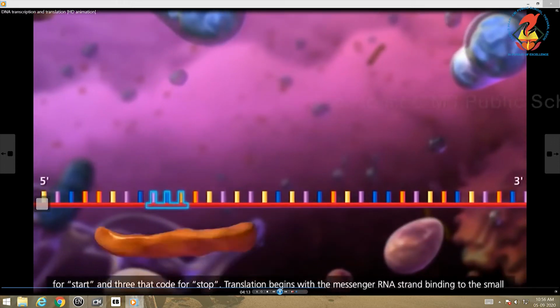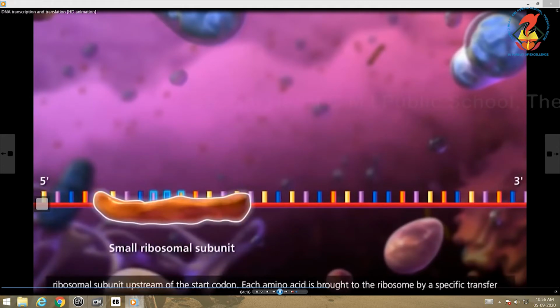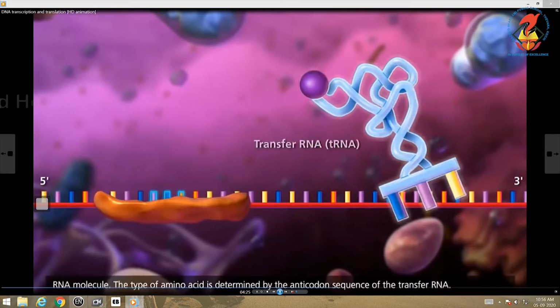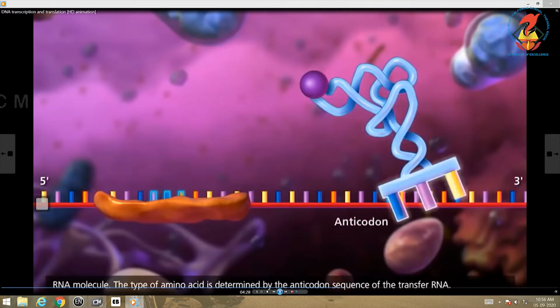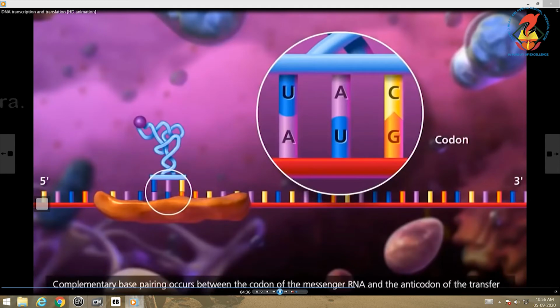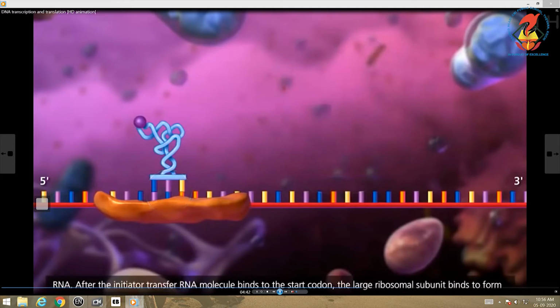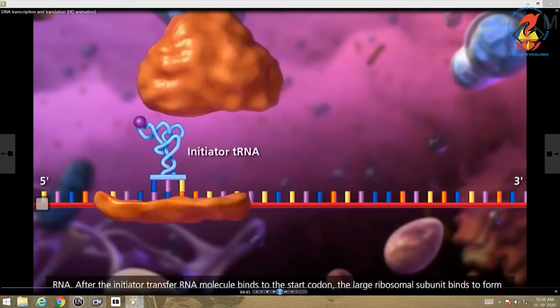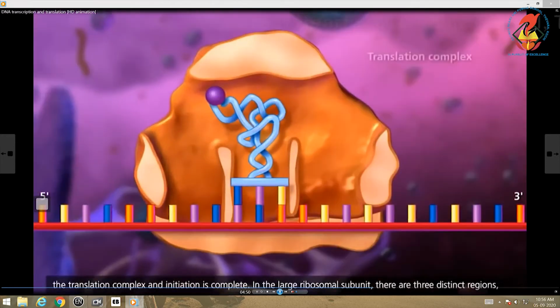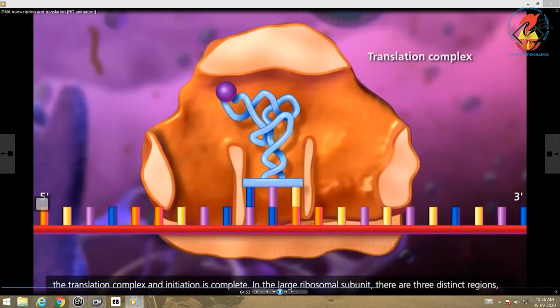Now to start off, we have the initiation. The small ribosomal unit binds with the start codon AUG, followed by the initiator tRNA, which is bound with the start amino acid called methionine. This is called the initiator tRNA, having the anticodon UAC. It comes and binds to the start codon, and there is complementary base pairing between the anticodon and codon, that is UAC with AUG. Now the large ribosomal unit comes and joins. This forms the initiation complex or the translation complex.